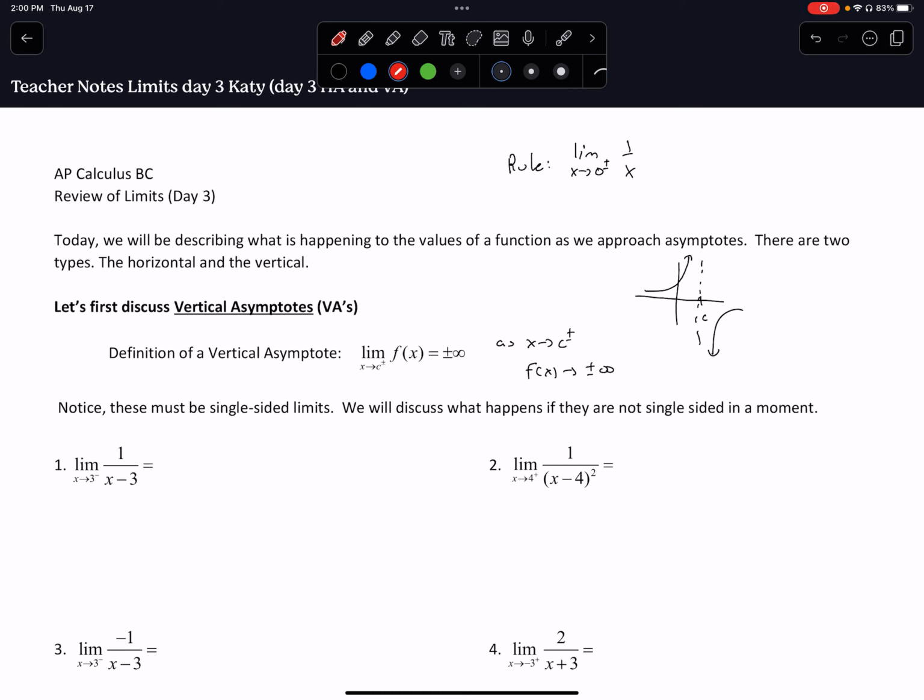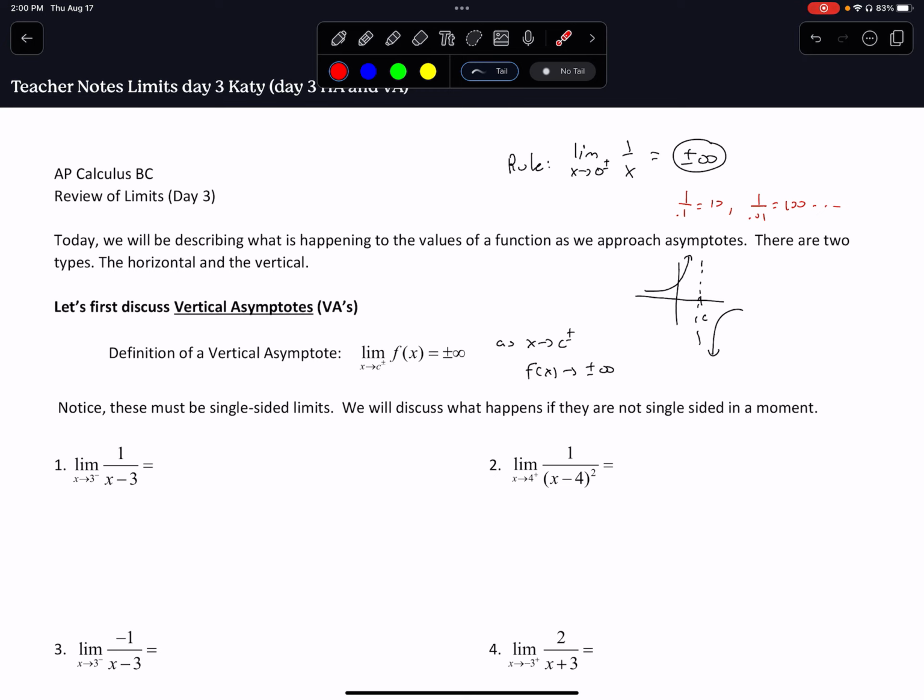I can't really plug in 0 per se, but I can let x get really close. For example, I can let x be 0.1, and that's going to give me 10. But what happens if we let x be 0.01? We're going to get 100. And by now, we should know that this is getting kind of big. The smaller x gets, we get bigger and bigger and bigger. So I know that this is either going to be plus or minus infinity, because as x gets close to 0, the y value gets really big.